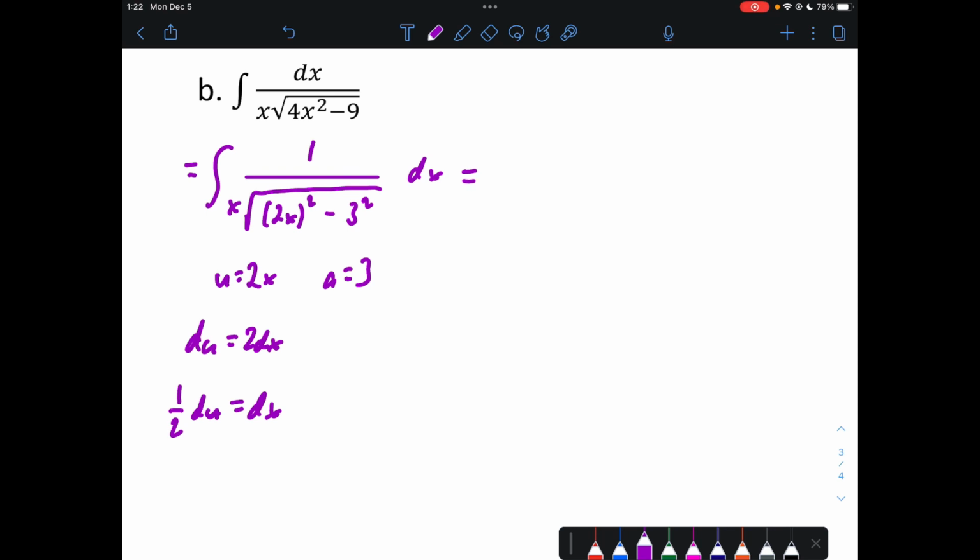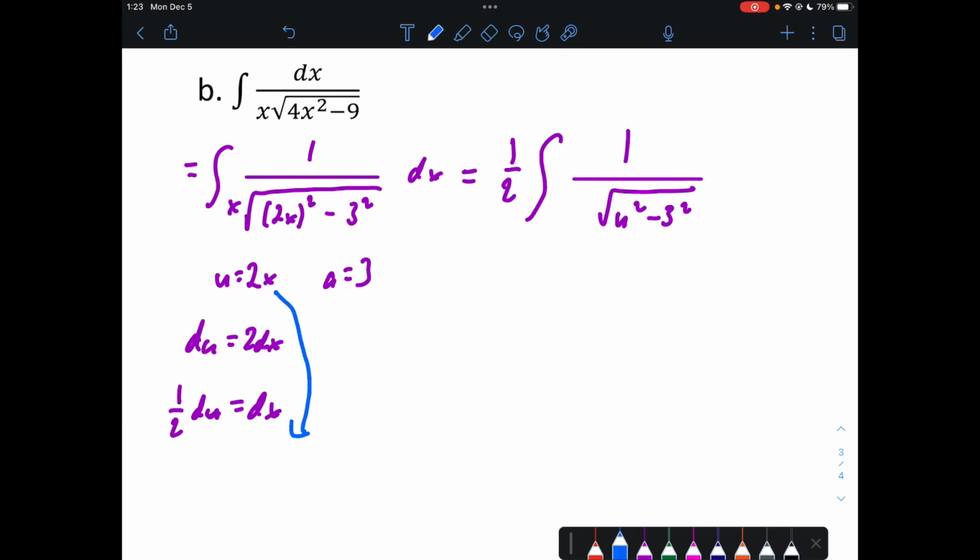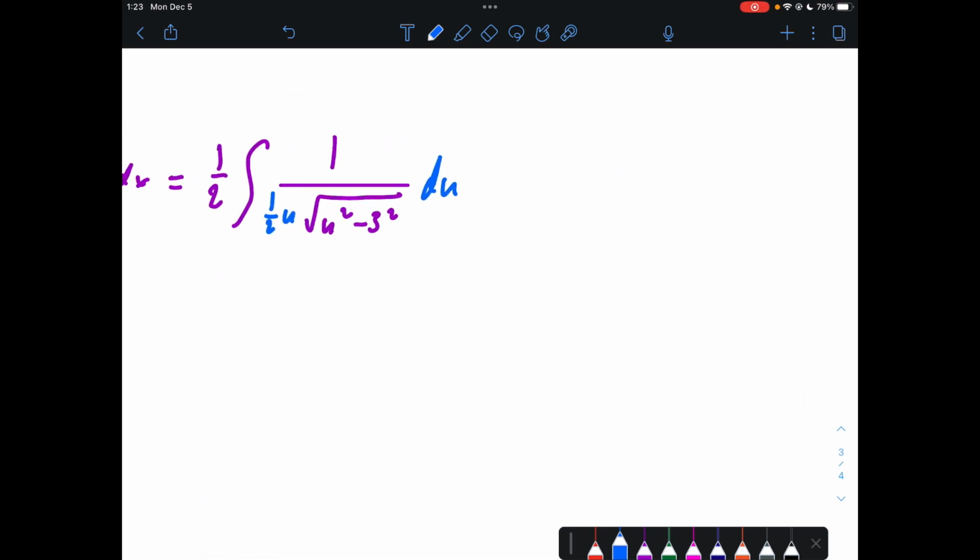And if we substitute back in here, we would get 1/2 antiderivative of 1 over that x. We'll have to take care of that in a second. Of u squared minus 3 squared. So what would x be then? U over 2 would equal x. So I can put 1/2 u right here. Du. All right, and these 1/2s will cancel out. So those will be gone. And now we have essentially what looks exactly like the secant inverse integral.